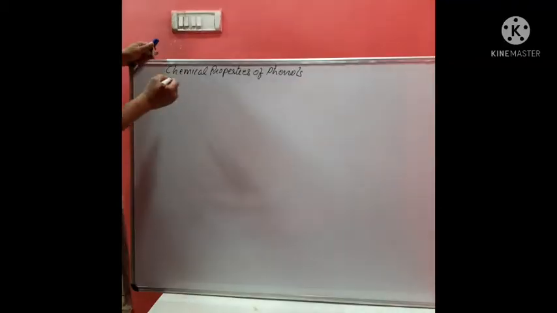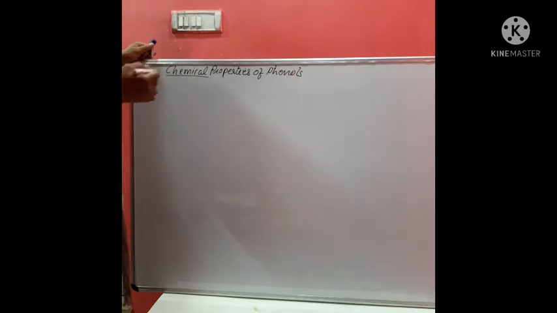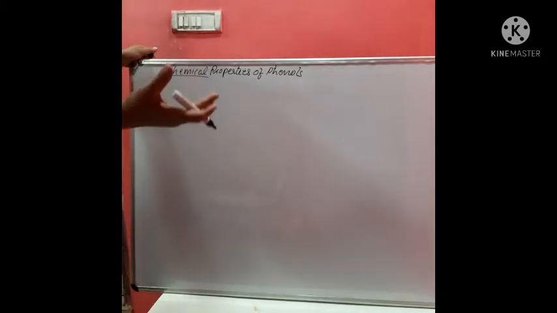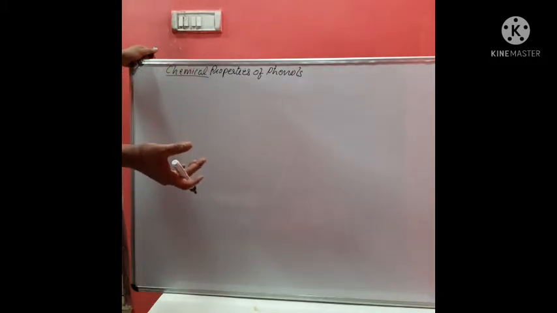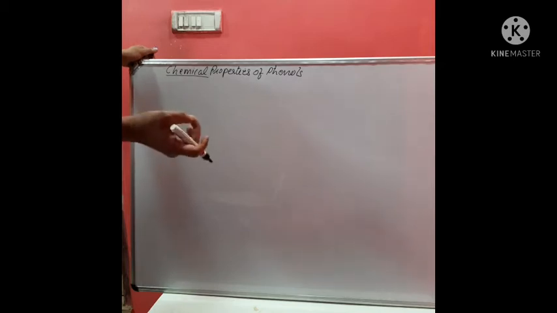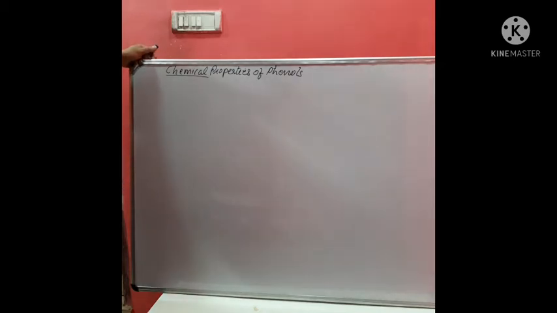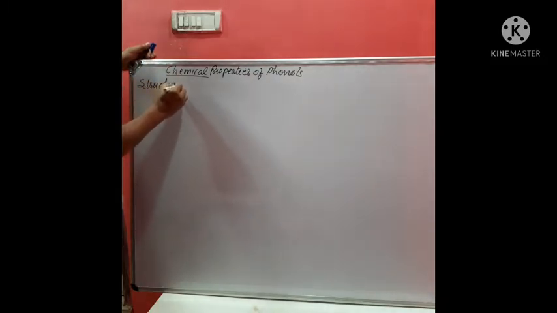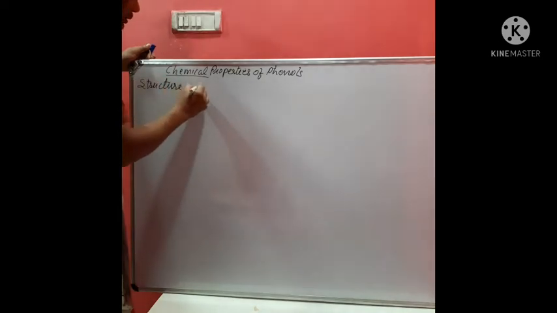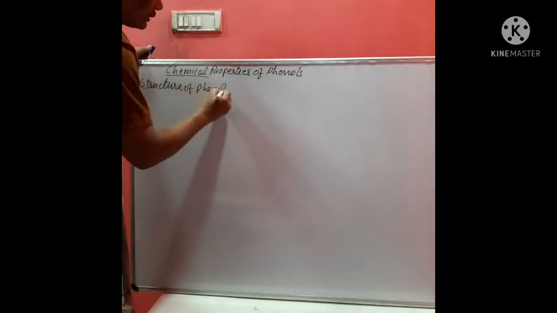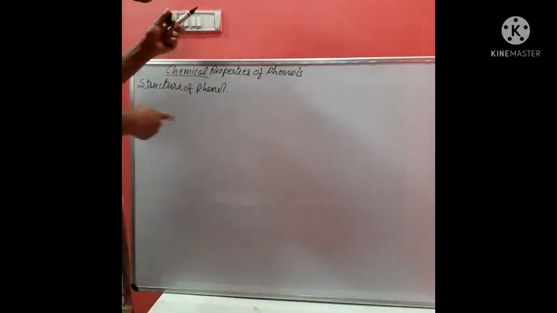Yes, student, again now the most important content of the chapter is what? The chemical properties of phenol. Okay. So again, to check the chemical property, we have to search the electronic structure of phenol. What is the structure of phenol?